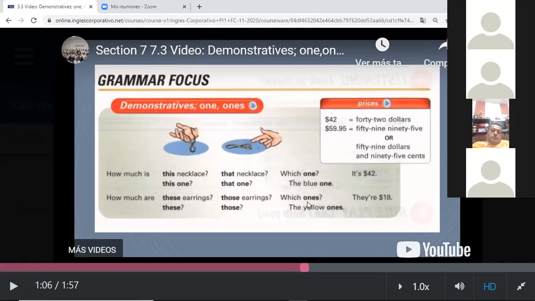Y igual sucede en el plural, ¿verdad? Ones. Ya sabemos que estamos hablando de earrings y usamos la palabra ones. Pero perfectamente, si usted no quiere usar one, usted usa el nombre. Which necklace, puede decir, ¿verdad? O aquí, which earrings. Perfectamente los puede decir, no hay ningún problema. El lenguaje le deja una opción para que usted conteste lo que usted quiera, ¿verdad? No sé si más o menos le contesté su pregunta, Selena.